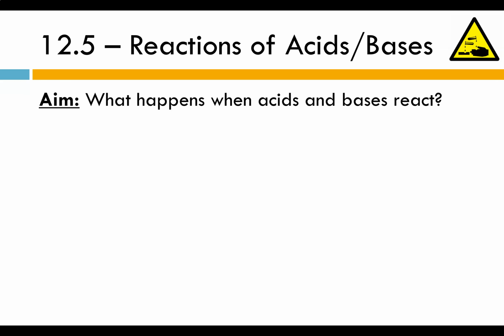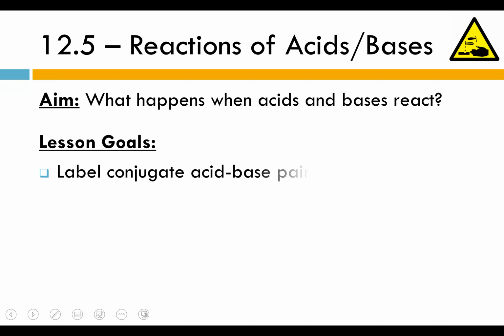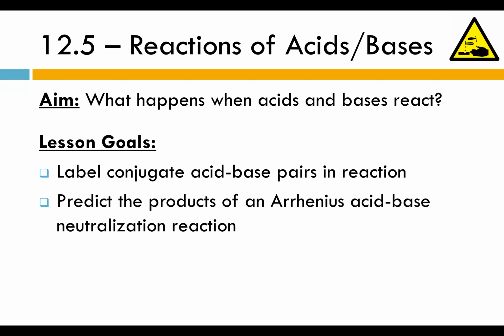In today's lesson we're going to talk about two different types of acid-base reactions. Goals for today's lesson include being able to label conjugate acid-base pairs in reactions. This is really a Bronsted-Lowry definition application of acids and bases. And the big one is being able to predict the product of Arrhenius acid-base neutralization reactions. So lots of equations to look at today, hopefully reviewing some topics that we covered during the first semester. All right, let's get started.